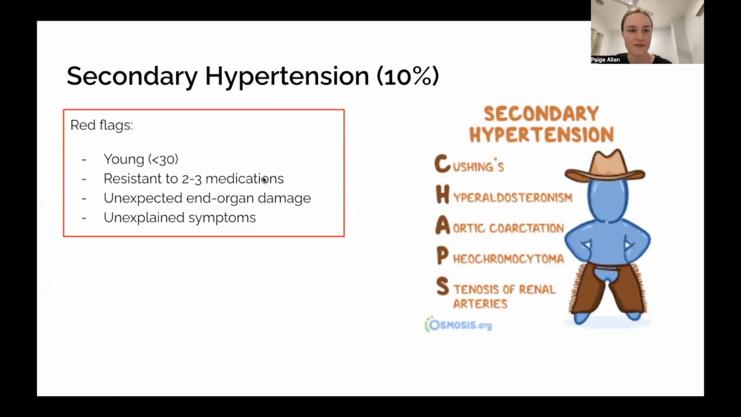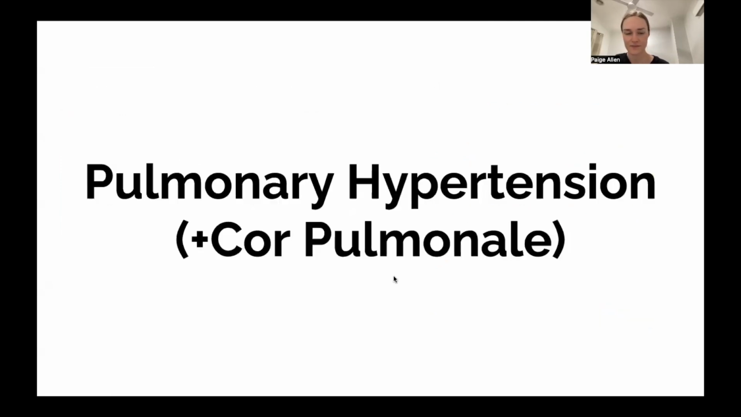So some red flags for when to suspect secondary hypertension. Young people should not have high blood pressure unless they have significant metabolic comorbidities. So suspect secondary if they're resistant to multiple medications; it's probably another cause. If they have unexpected end organ damage or unexplained other symptoms, they're probably going to have a couple of other symptoms related to that condition itself.